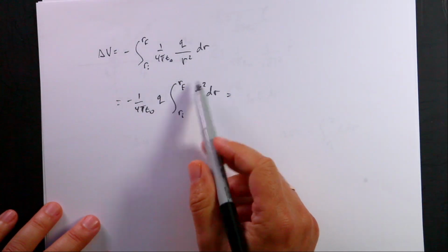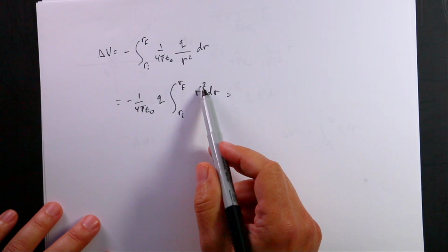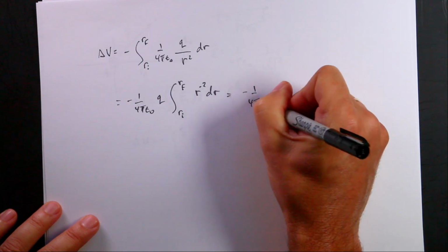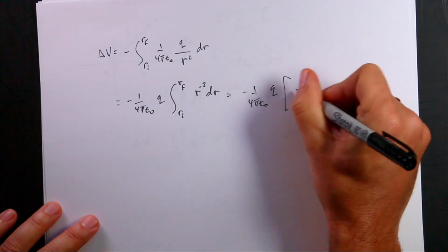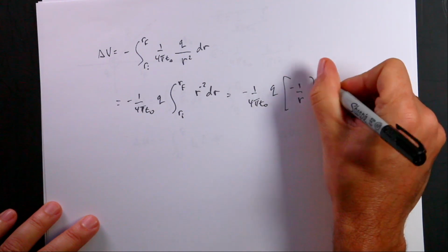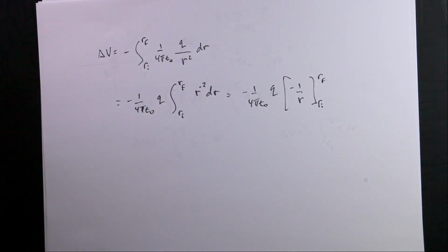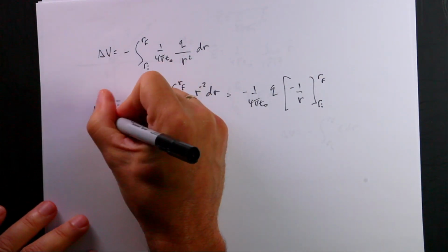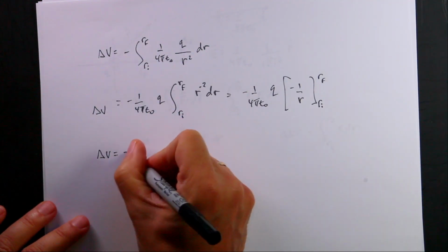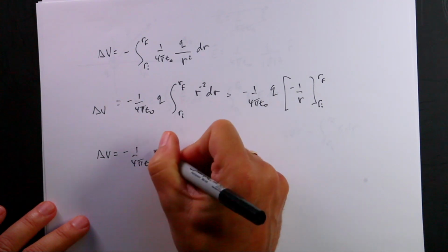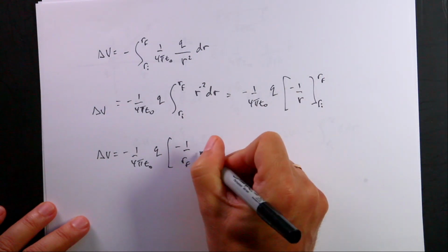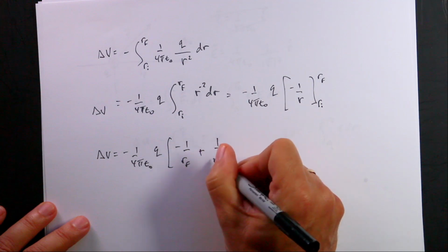So if I integrate this, I can just add 1 to the power and then divide by that, so it'd be divided by negative 1. So I get negative 1 over 4 pi epsilon naught Q, and then I have negative 1 over r, from R initial to R final. And I do mess up the sign quite a bit, so if I mess up the sign, I'm going to go ahead and ask for forgiveness. And then I can say delta V equals negative 1 over 4 pi epsilon naught Q times negative 1 over R final plus 1 over R initial.